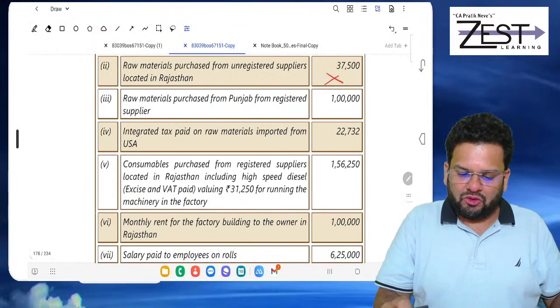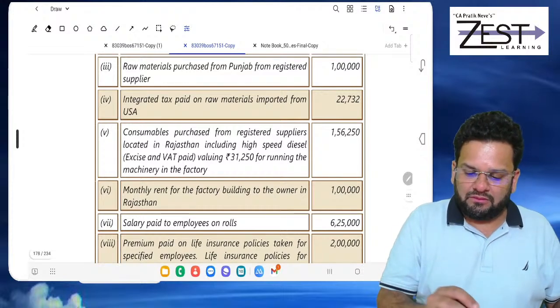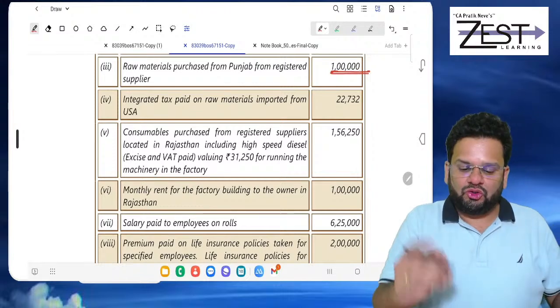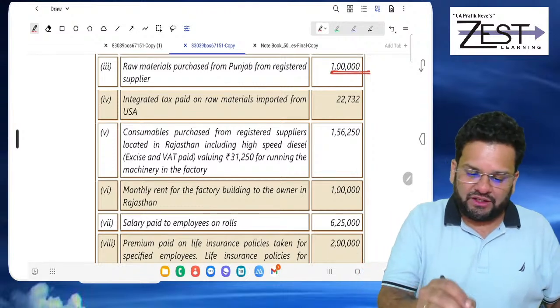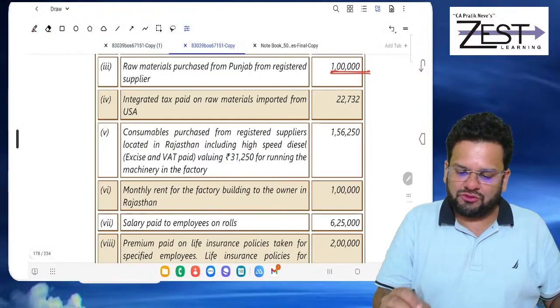Okay, go ahead. Raw materials purchased from Punjab, from a registered supplier. So go ahead, do 1 lakh into 18%. You will get IGST of 18,000 rupees. Check. IGST of 18,000 rupees.